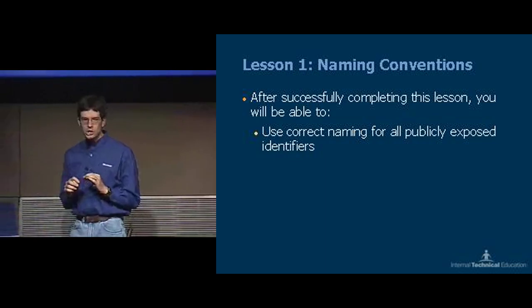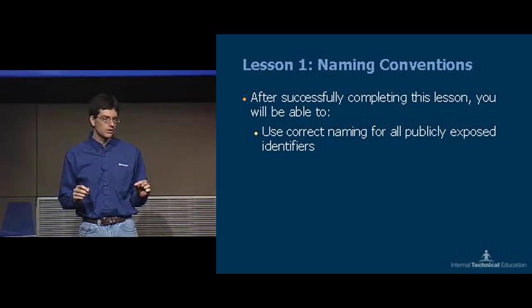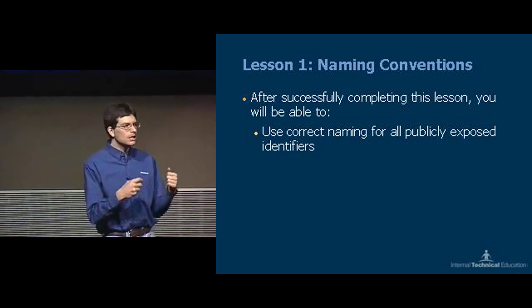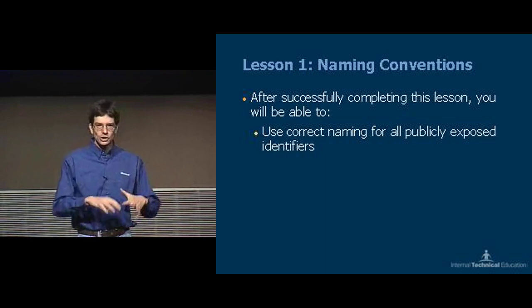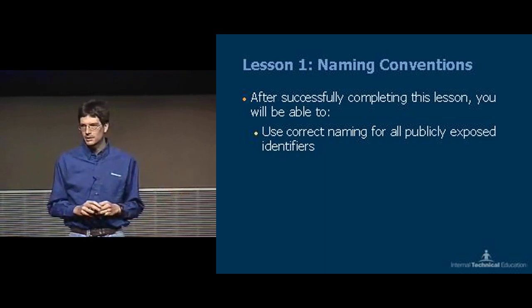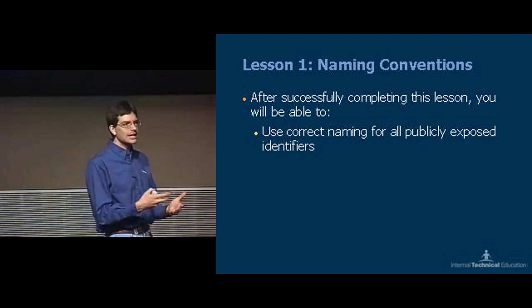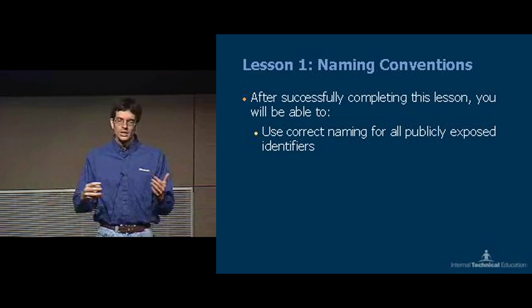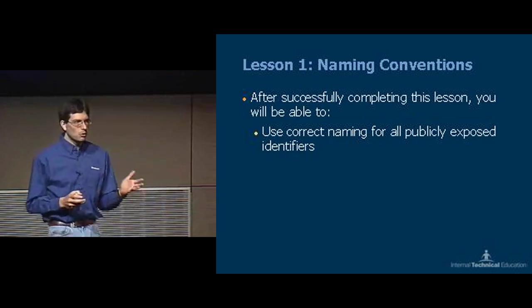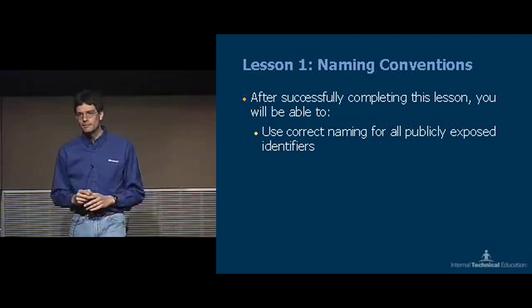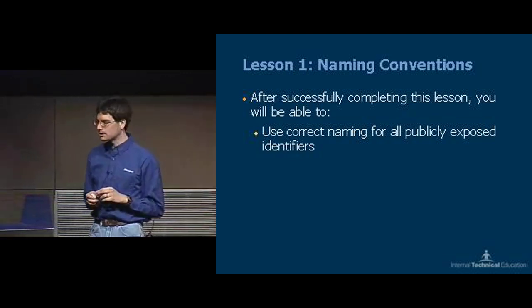And again, we're focused on publicly exposed identifiers. So what do I mean by publicly exposed? It's anything that's public or protected, anything you can get at from outside the assembly. Anything inside the assembly, it may make sense. There are some logical rules you could follow based on what I'm going to tell you, but it's not part of the scope that I'm going to concern myself about for this class.